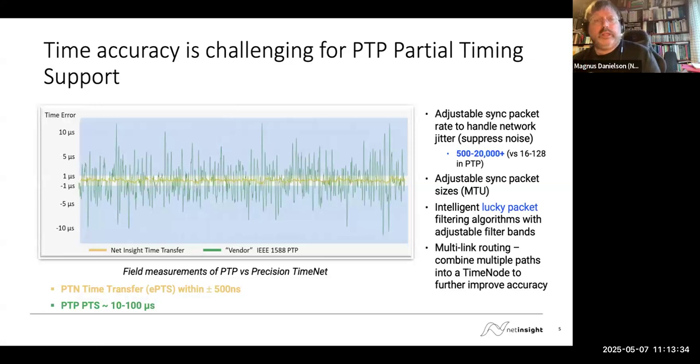So here's an example where we had a partial timing support link and an ePTS link in parallel. They're jumping over the same link at the same time. And this is quite a typical network link which does not have timing support. And we could see, in this case, we were measuring peaks of 10 to slightly more than 10, 11, 12 micros. And this is reoccurring. This is quite strong noise that the network is providing.